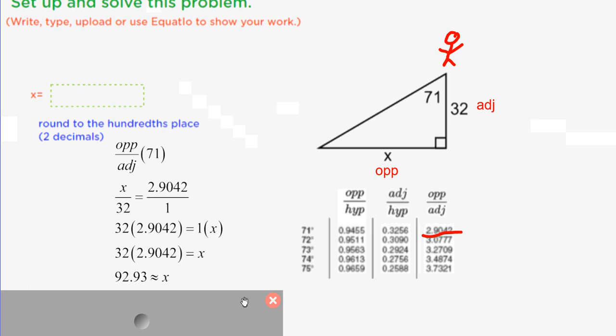Again, if you want to check and make sure you're on target, anytime you're solving for a variable, you can take that value, put it in place of where it is in your equation, and just make sure both sides are equal. So if I take 92.93 and divide it by 32, I should get back approximately 2.9042.